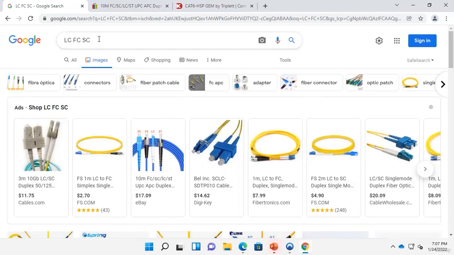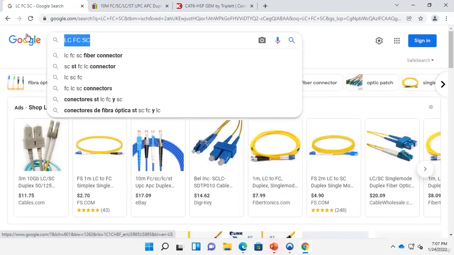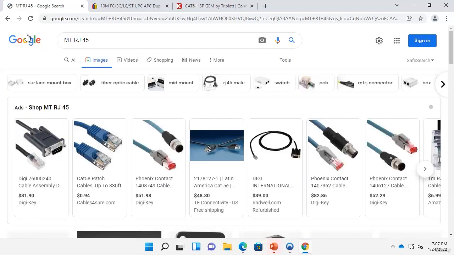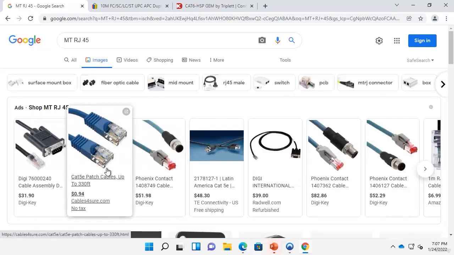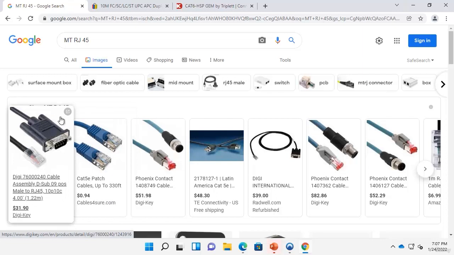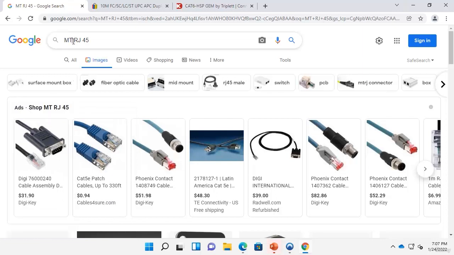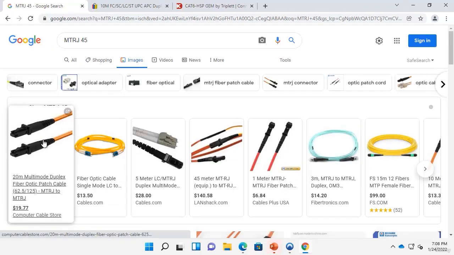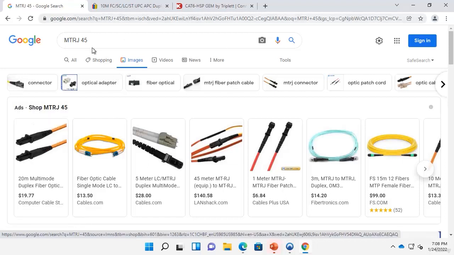Let's go back here and search for the MTRJ. There we go. So this is the MTRJ. It looks like an RJ45-style connector that actually has two different connections. And then you've got all those pluggables.